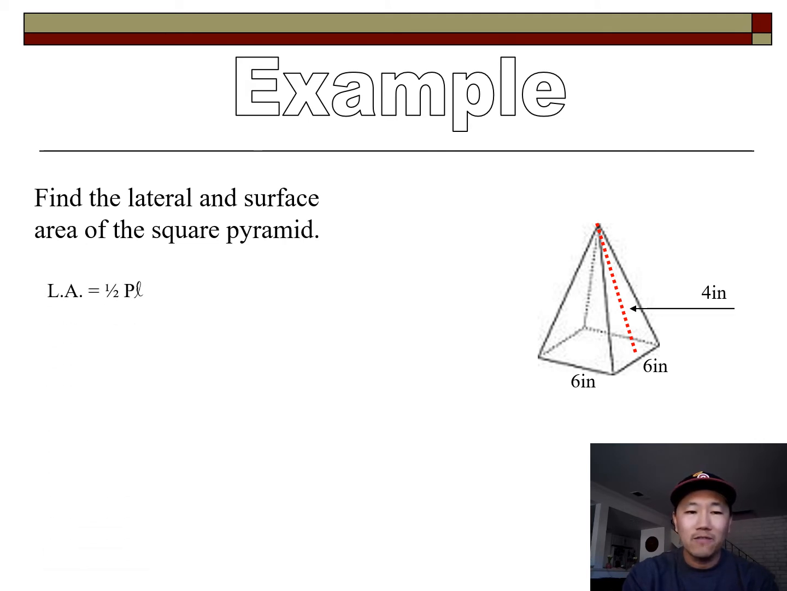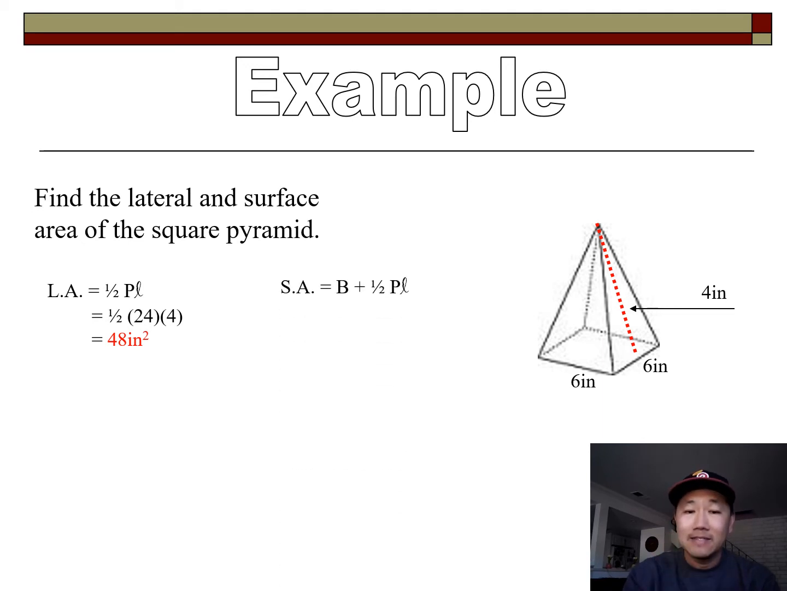All right, here we have the formula for lateral area. Formula for lateral area, 1/2 perimeter of the base times the slant height. The perimeter of the base is just 6 plus 6 plus 6 plus 6, that's 24, and the slant height is 4. Throw that all into your calculator. The lateral area is 48 inches squared.